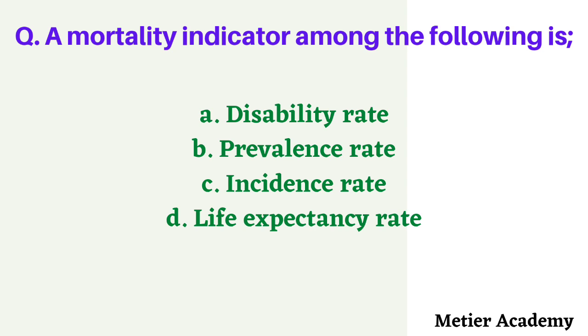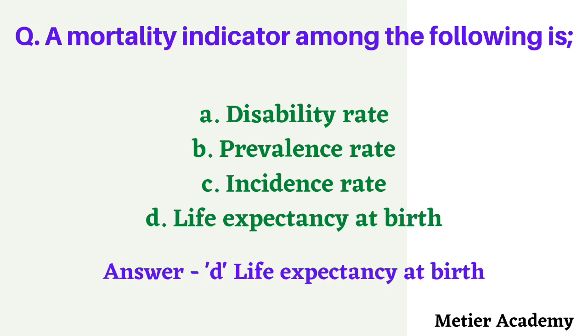The first question is, a mortality indicator among the following is disability rate, prevalence rate, incidence rate, life expectancy rate, or life expectancy at birth. And here the correct answer is option D, life expectancy at birth or life expectancy rate. This is a direct question.